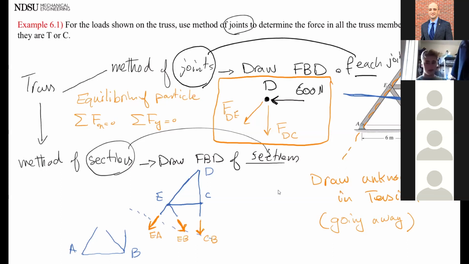We have to do exactly opposite on the other side too. I'm going to draw this one AE or EA, doesn't really matter. The other one is going to be BE, and the other one is going to be BC. And you see how I drew all of them in tension? They're always going away. So this is what is known as method of sections. You make 2 sections, draw a free body diagram, and then you start solving.